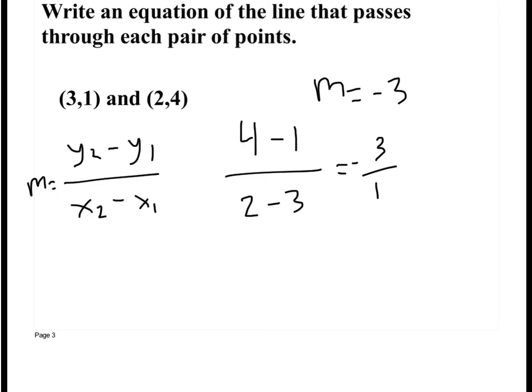Then what we do is we plug that into y equals mx plus b. And we solve for b. Someone want to raise your hand, tell me how I find b?